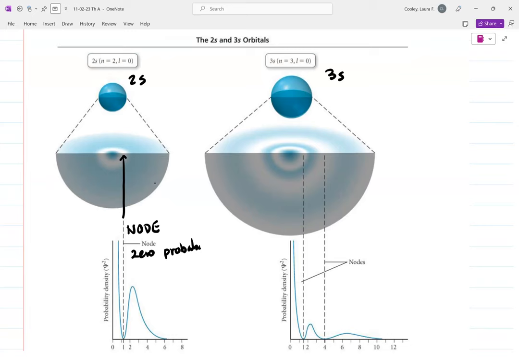It's just like when you pluck a guitar string and it moves up and down, attached at the ends. But when you have these harmonics, you can have nodes in the middle, places that do not move. As you go to higher and higher harmonics, higher and higher states, you have more and more nodes, so that a 3s orbital has zero probability in two different rings around the nucleus. Those are the white regions that you see here. The white means zero probability. Those are nodes. So as you go up in energy, you have more of these nodes.